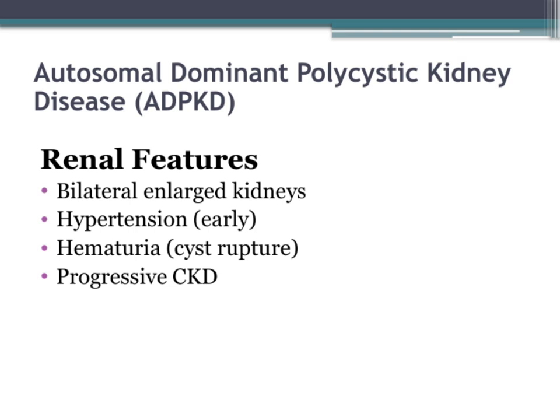Let's take a closer look at the renal features associated with autosomal dominant polycystic kidney disease, or ADPKD. One of the hallmark features is bilateral enlarged kidneys, meaning both kidneys become significantly bigger due to the growth of numerous cysts. This enlargement can lead to various issues over time.